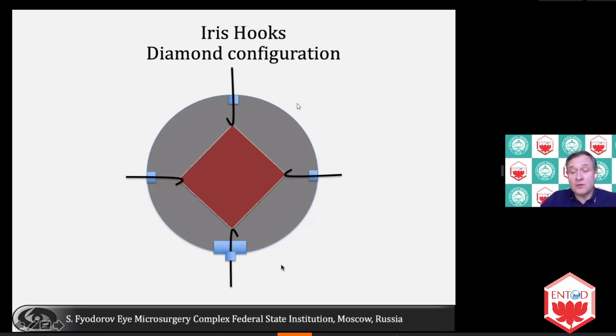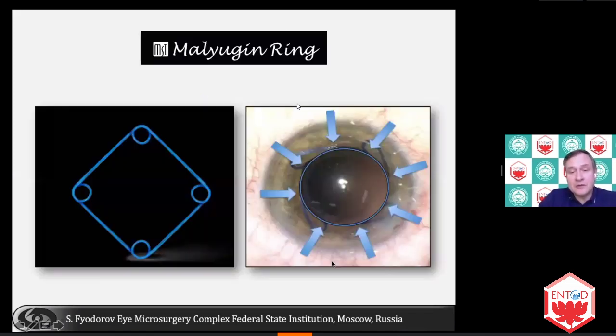So if you are considering using iris hooks, think about the diamond configuration. There are several devices that may help you as well, such as this one, which is the pupil expansion ring, as shown here. It helps you to expand the pupil and hold it in 8 points, which gives you a very nice round pupil, as opposed to the square shape of the device, which you may anticipate would give you a square pupil, which is not the case.